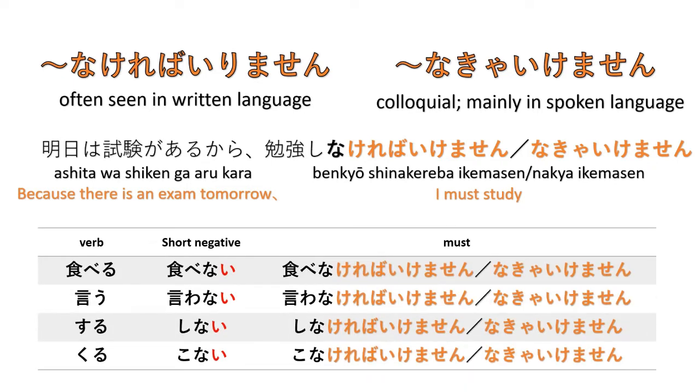In 勉強しなければいけません or in any other verbs, we use the short negative form. So here we have suru, and the short negative of suru is shinai. Short negative present tense. So suru, shinai. What we did was we dropped the last hiragana I, as you hear, shi in the red one, and then we change it with kereba ikemasen and kya ikemasen. So it becomes shinakereba ikemasen and shinakya ikemasen. Okay?